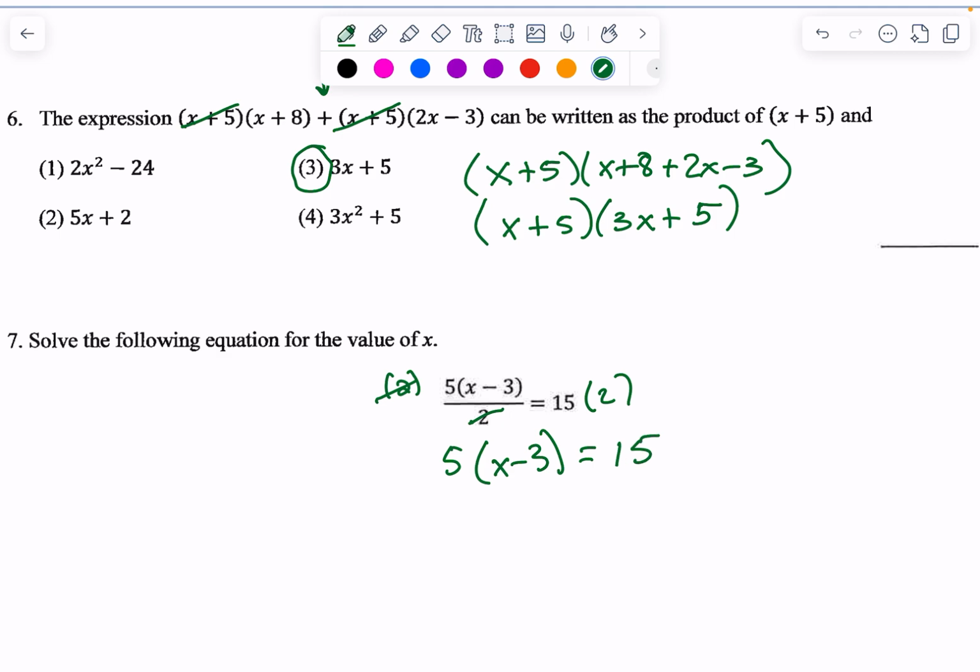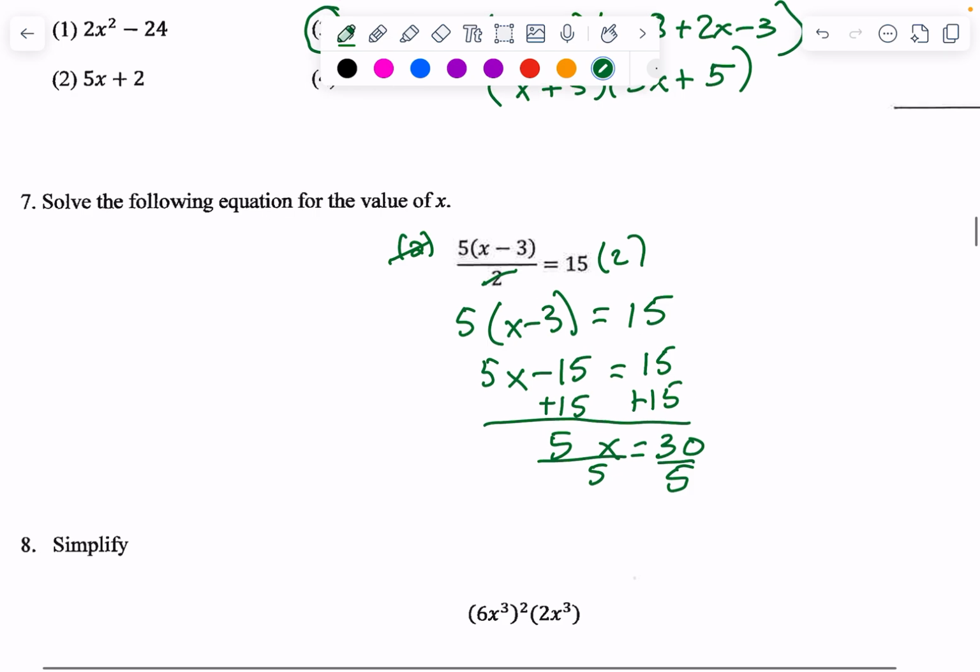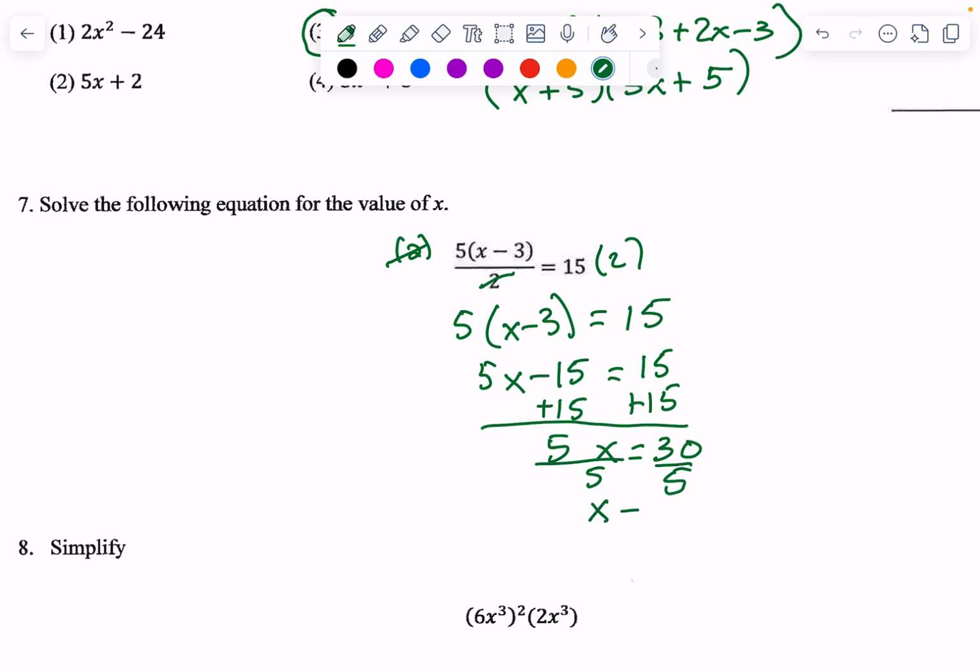Now here, I had asked in class, do you want to distribute this or divide by the 5? A lot of people said distribute. Minus 15 is equal to 15. Then we could add 15 to both sides. If you divide by 5 at the beginning, you'll still get the same answer. This is 30. Divide by 5, divide by 5. X is equal to 6.